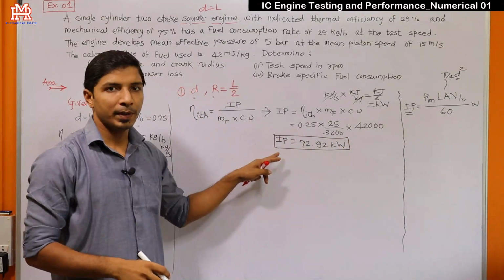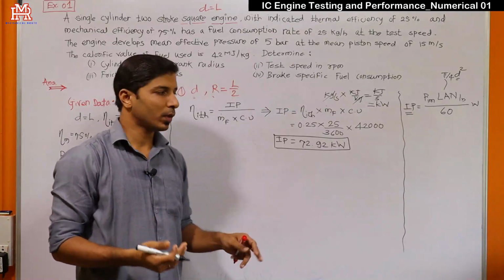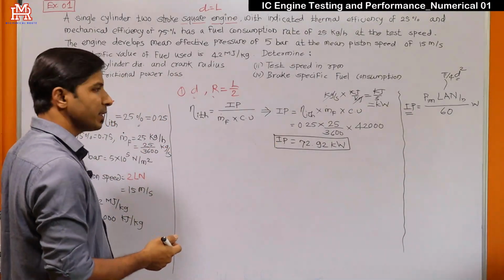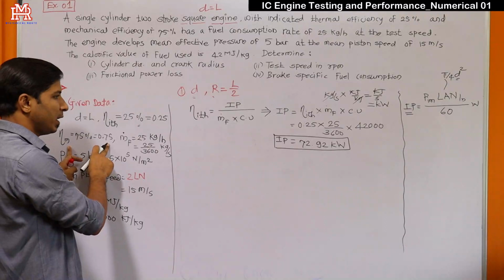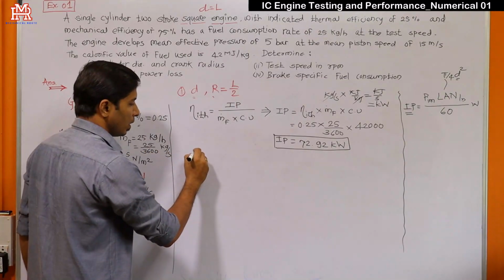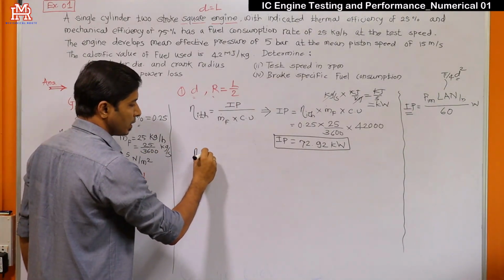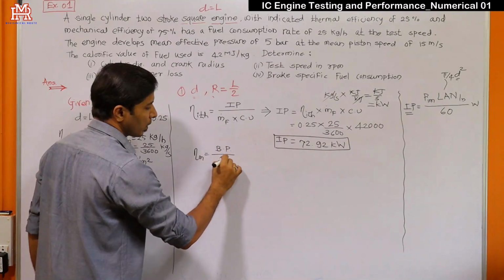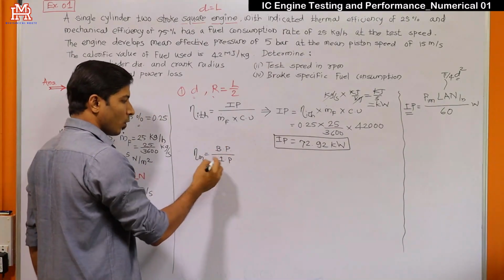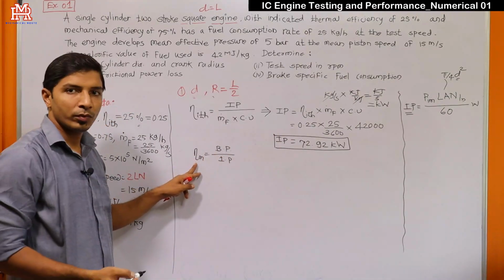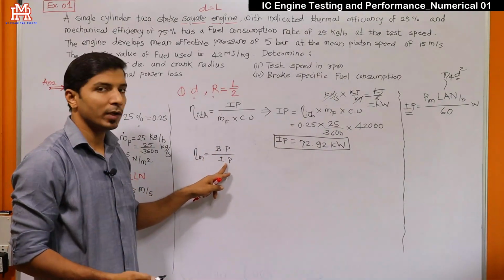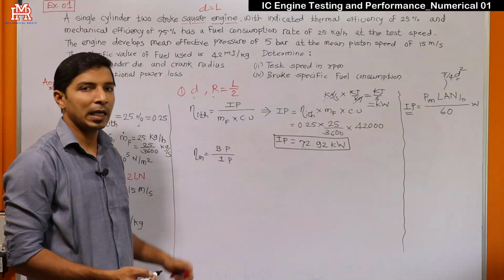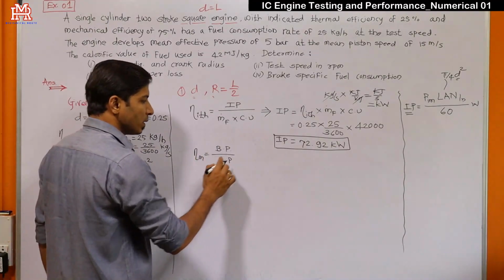Now from this IP we can calculate BP, brake power. Mechanical efficiency has been given, this is 0.75, and we know that we have one formula, Nm is equal to output power, brake power, divided by input power. So from this formula I have this value of mechanical efficiency, I have this value of indicated power, then definitely I will be able to find out this brake power.